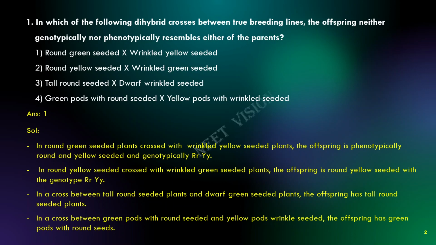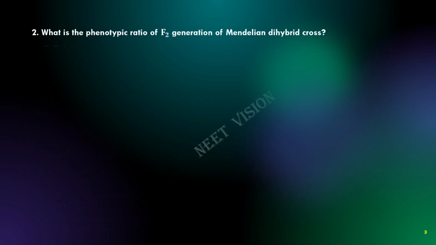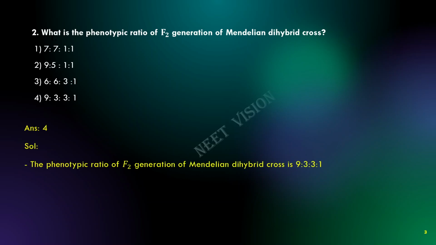Coming to the next question. What is the phenotypic ratio of F2 generation of Mendelian dihybrid cross? It's a straight question. Phenotypic ratio of Mendelian dihybrid cross 9:3:3:1. The straight one. The other ratios are entirely different. The fourth option must be the correct one. The phenotypic ratio of F2 generation of Mendelian dihybrid cross is 9:3:3:1.